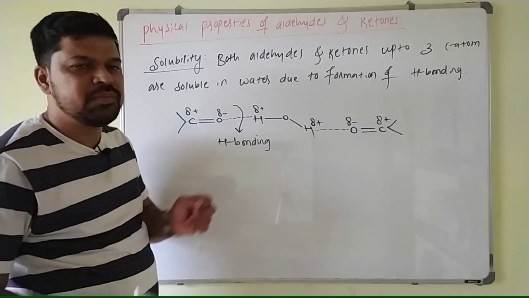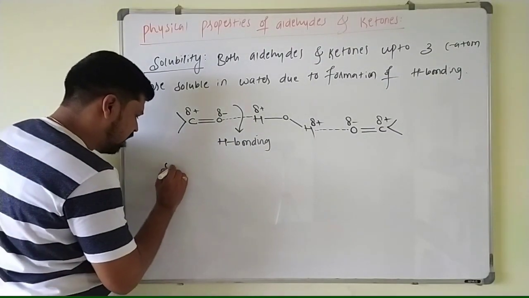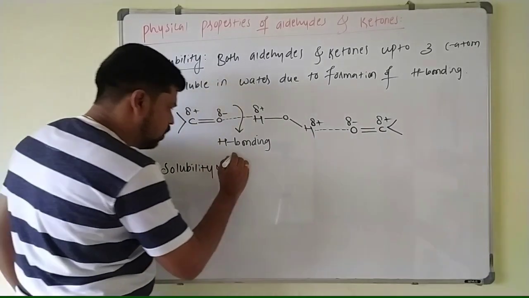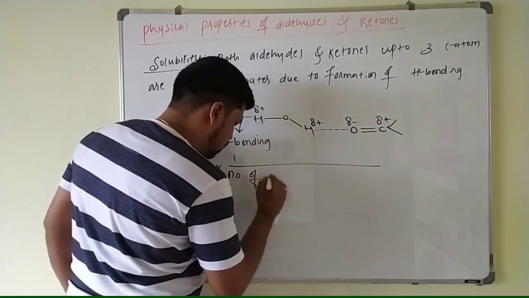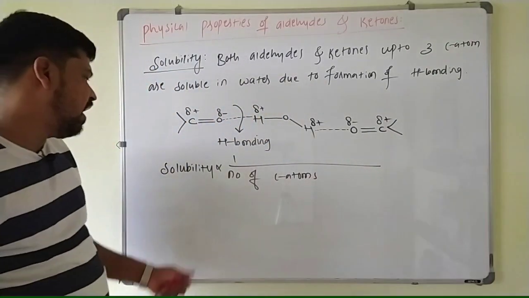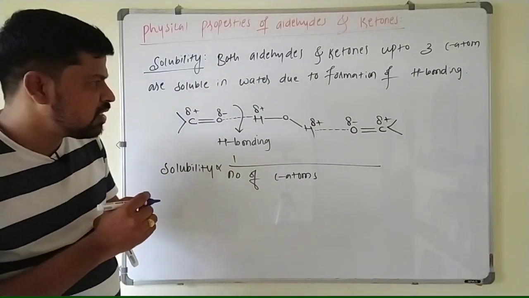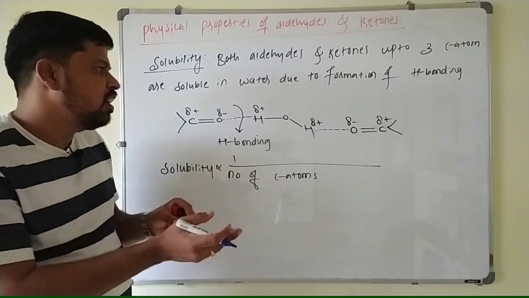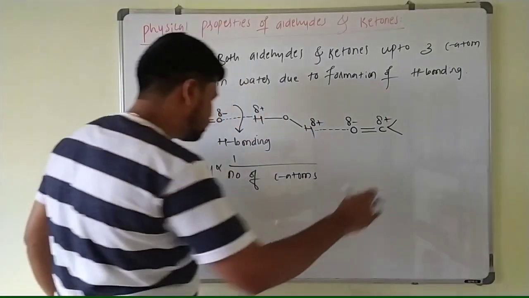As the number of carbon atoms in the aldehyde and ketone increases, their solubility decreases. So that one point we can write, solubility is inversely proportional to the number of carbon atoms. Always keep in mind, as the number of carbon atoms in the aldehyde and ketone increases, the length of the alkyl chain increases, and that alkyl group, being hydrophobic in nature, is not soluble in the water here.